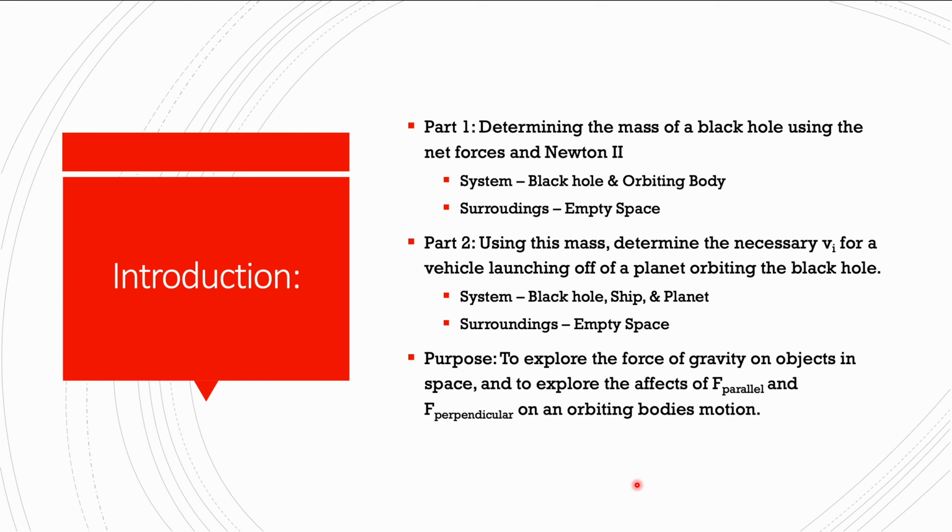In part 2, we were using this mass to determine the necessary initial velocity for a vehicle launching off of a planet orbiting that black hole. In this case, the system was the black hole, the ship, and the planet, and again, the surroundings were just empty space. And for the purpose, we were trying to explore the force of gravity on objects in space and explore the effects of the parallel and perpendicular components of the net force on orbiting objects.